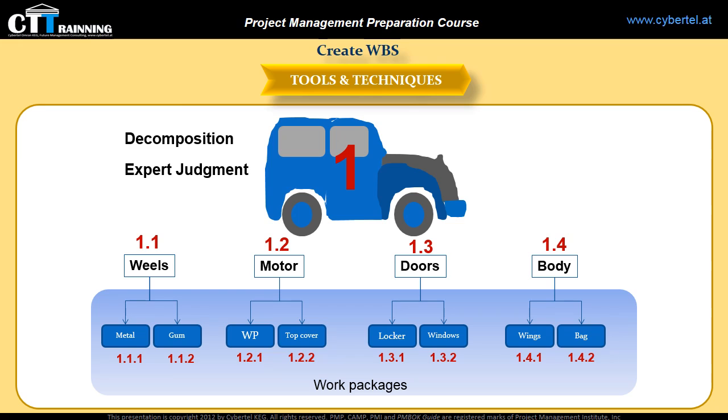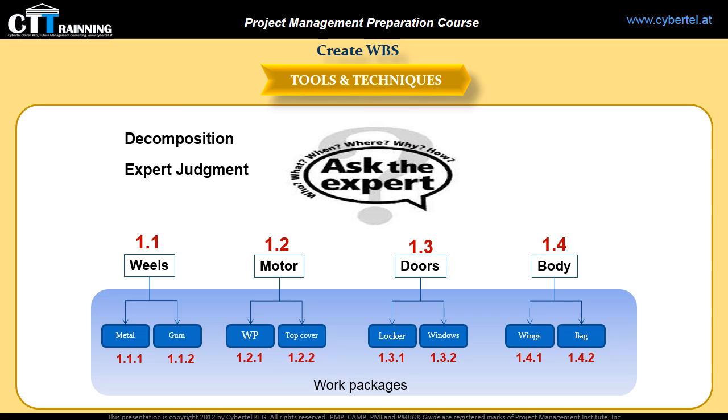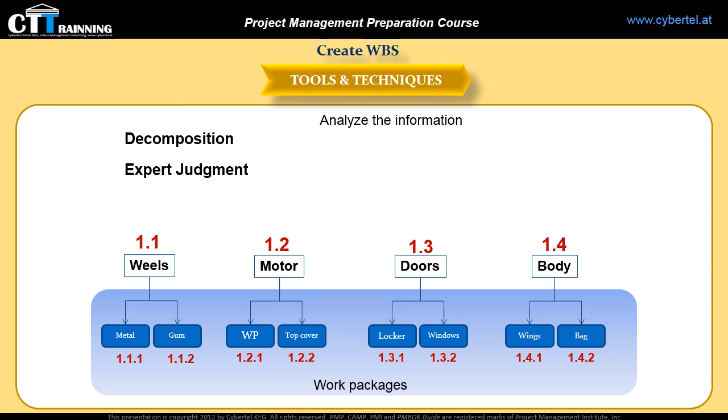Expert judgment. You will need such judgment and expertise from the experts to analyze the information needed for decomposing the project deliverables down into smaller components, and to clear up differences in opinion on how to best decompose the overall scope of the project to create an effective work breakdown structure. This level of expertise is provided by groups or individuals with relevant knowledge or experience with similar projects or industry.